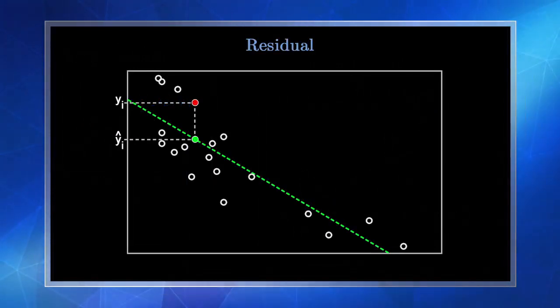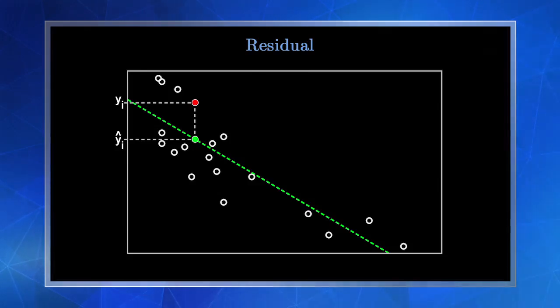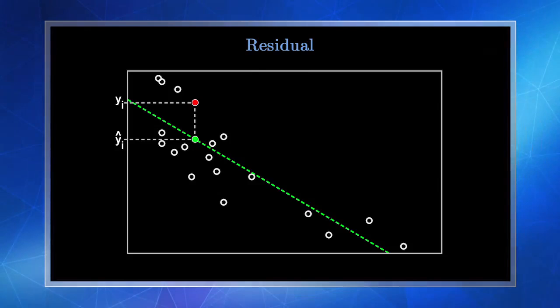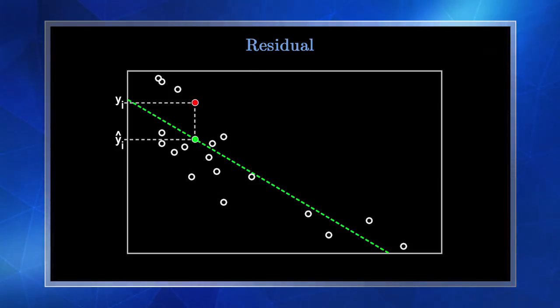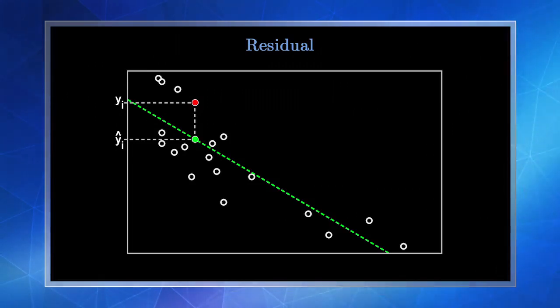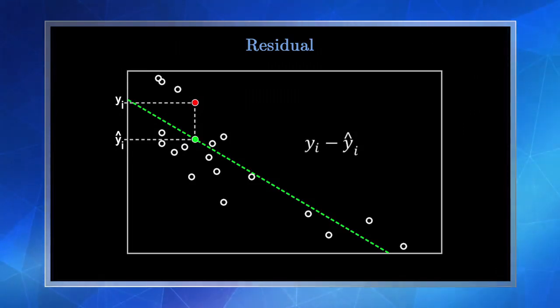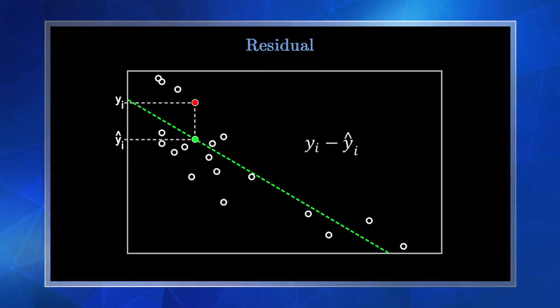For a given observation, Y_i, the red dot, we can find the distance from that point to the regression line. And the value on that regression line is Y_i hat. This is the estimated fit for that value. The difference between those, Y sub i minus Y sub i hat, is what we call the residual.